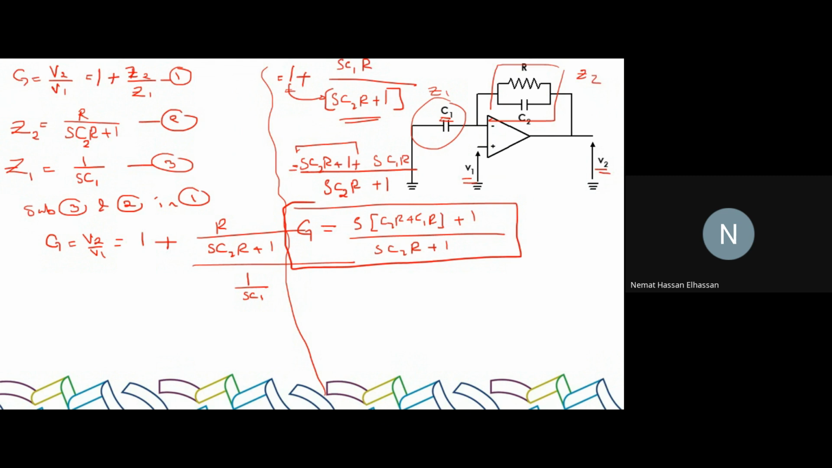Okay? This is sufficient to say that this is a high-pass filter? No, we have to plot the frequency response, frequency versus gain, right? To do this, we have to first decide zeros and poles and constants. Do you remember this? Yeah.